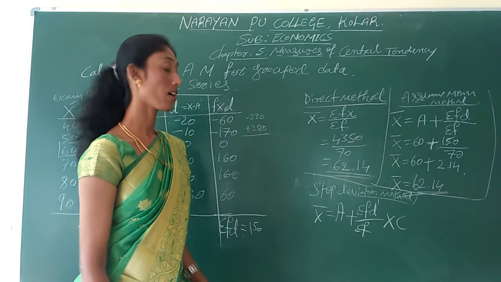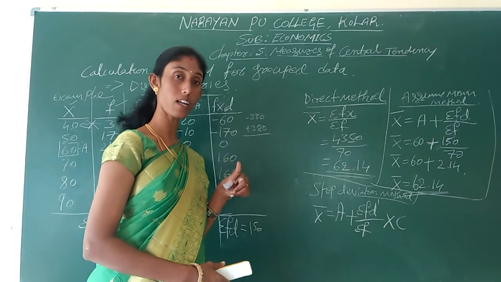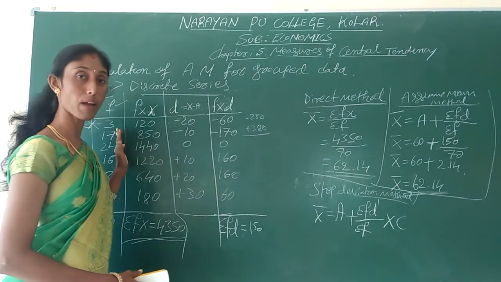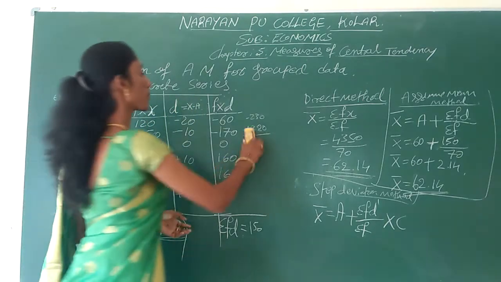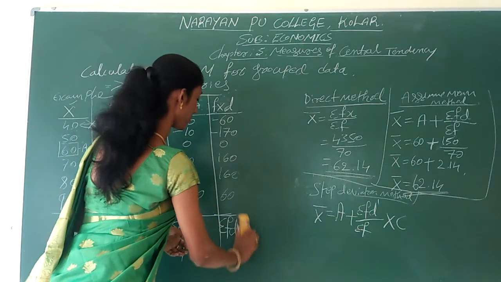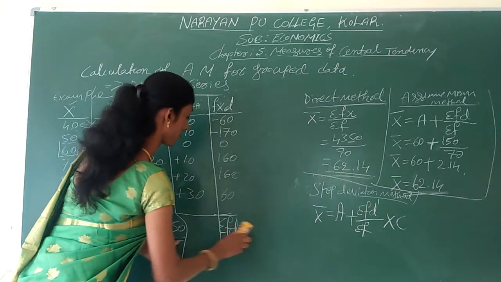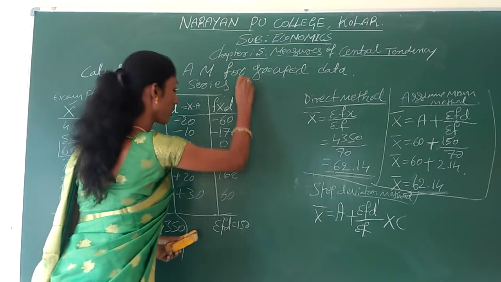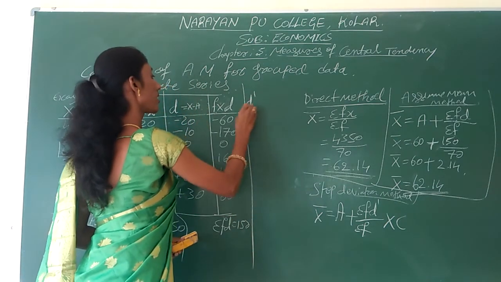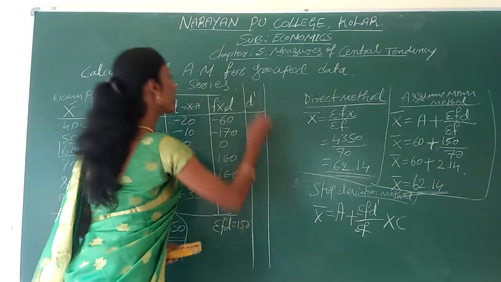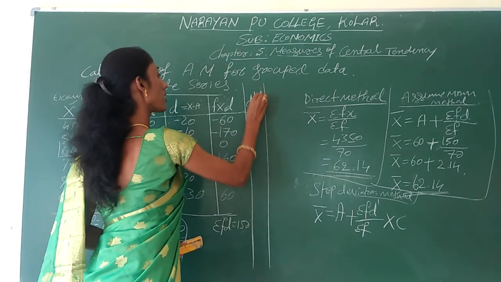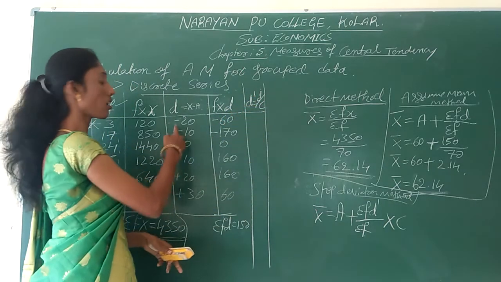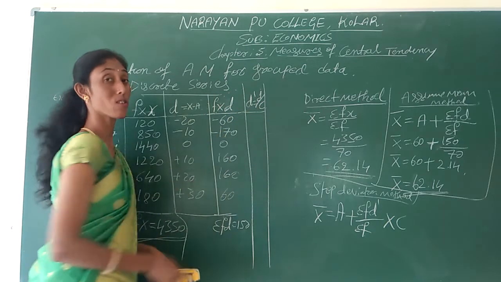Now, to apply this formula, first what we should do, we should find out d dot. Then the d dot or d dash values, again we need to multiply it by the frequencies. Now, we will move to find out the d dot. Sigma F is equal to 150. Now, we will find out the d dot. We know that d dot formula is d by C, right? What is the formula to find out the d dot? d by C. d means already we know that deviations. C means common factor.